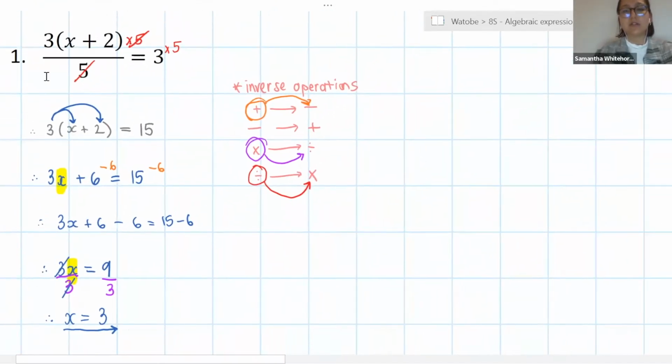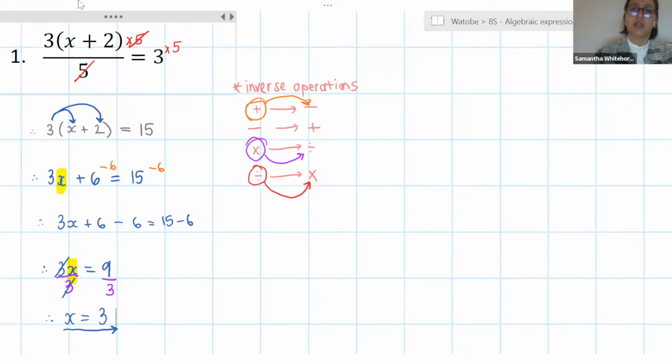So I'm just going to do that just in case you want to take a screenshot. x is equal to 3. Okay, how do we feel after that one? Thumbs up, thumbs down.